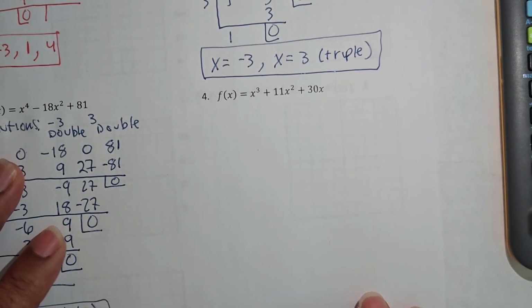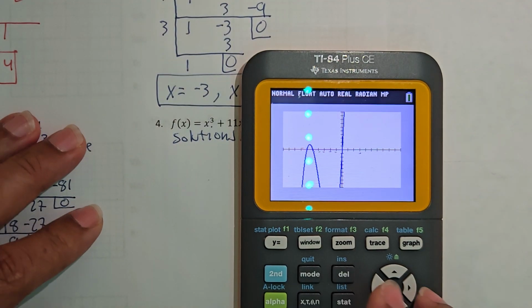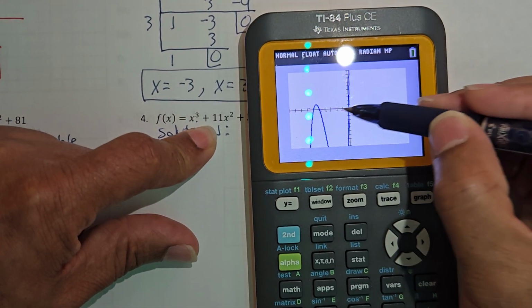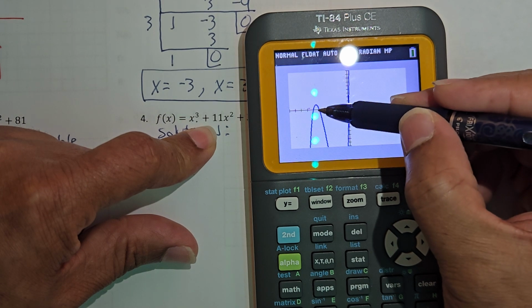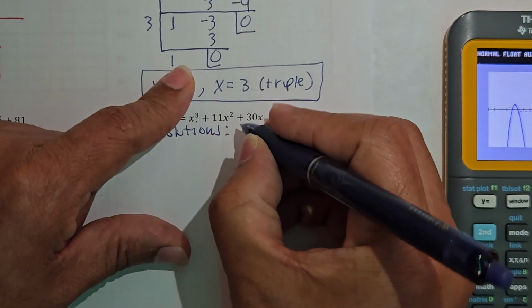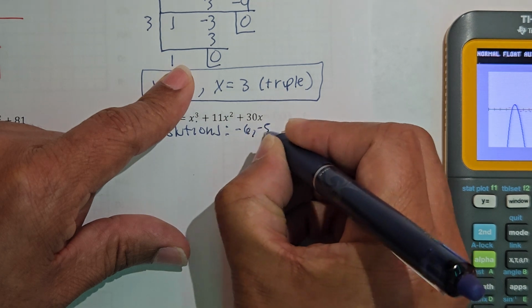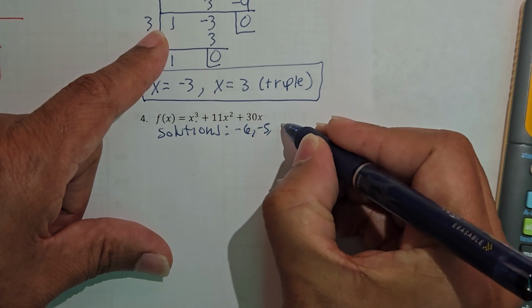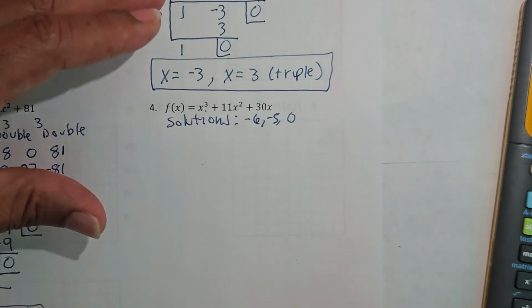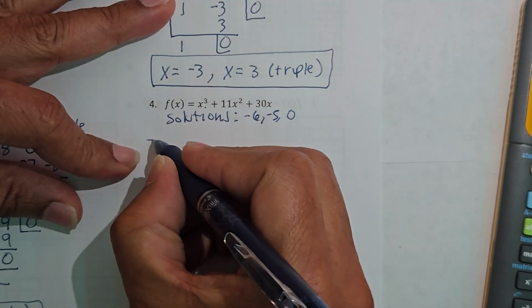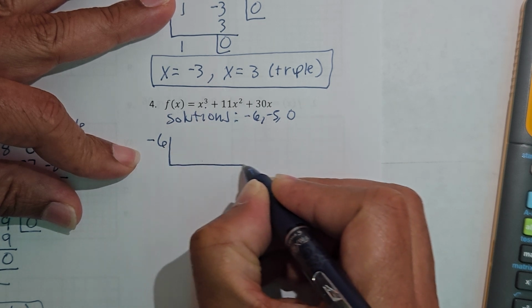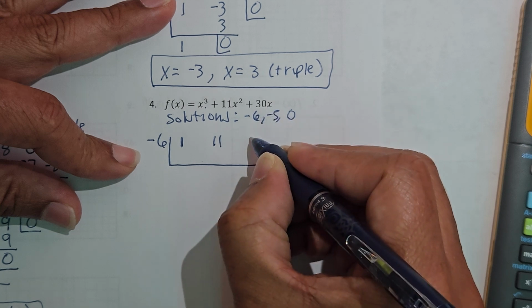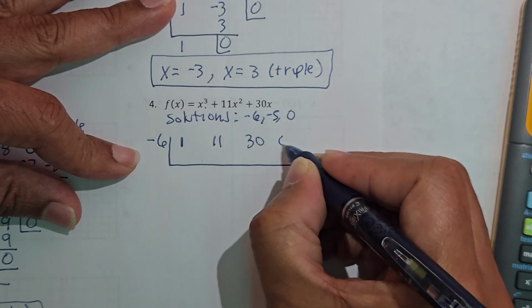So for example number 4, I have entered the information in the calculator for this equation. So as we can see, x is negative 1, 2, 3, 4, 5, and negative 6. So we have negative 6 and negative 5 as possible solutions, and then we also have 0 passed through the origin. So then 0. So now let's use synthetic division. So let's start with negative 6, and then coefficient of x to the third is 1, x to the second is 11, x to the first is 30, and then the constant is 0.